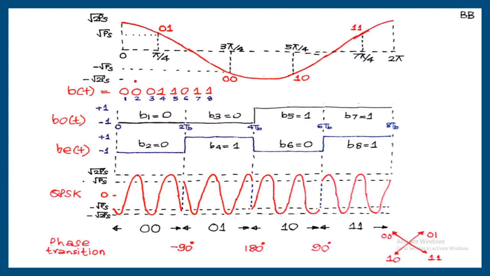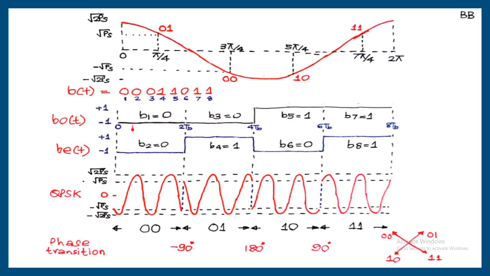Now we can see how to draw the waveform. An example is written here. B of t is equal to 0 0 0 1 1 0 1 1. I am just giving some numbers, 1 2 3 4 5 6 7 8, to differentiate between odd bit and even bit. 1 3 5 7 are odd bits, 2 4 6 8 are even bits, because when you take the combination it will be like this. First combination 0 0, next combination 0 1, next combination 1 0, fourth combination 1 1. In each combination, the first bit is the odd bit, the second bit is the even bit.